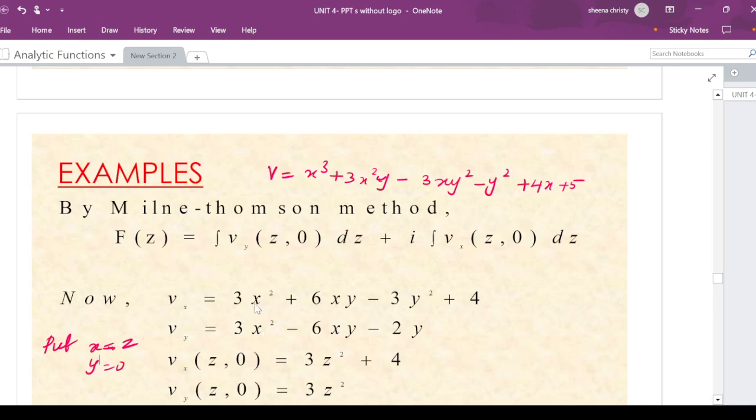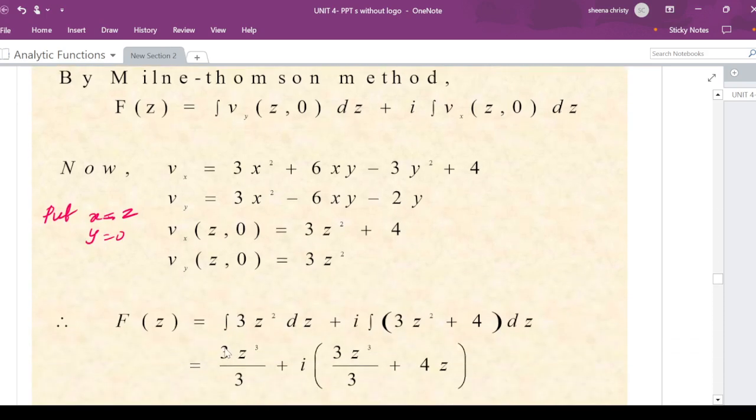Therefore, you will get Vx of z comma 0 equal to, taking x equal to z and y equal to 0: x equal to z means 3z square. Then put y equal to 0, this term vanishes, and this term also vanishes, so plus 4. Now in Vy, if you put x equal to z, you have 3z square. Here y equal to 0, it vanishes and this also gets removed.